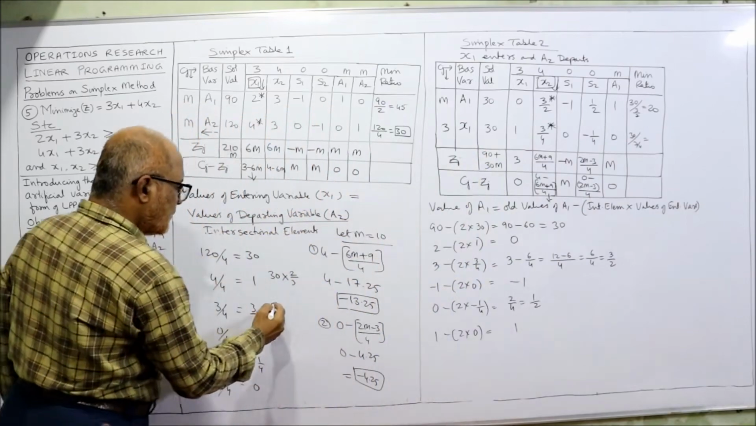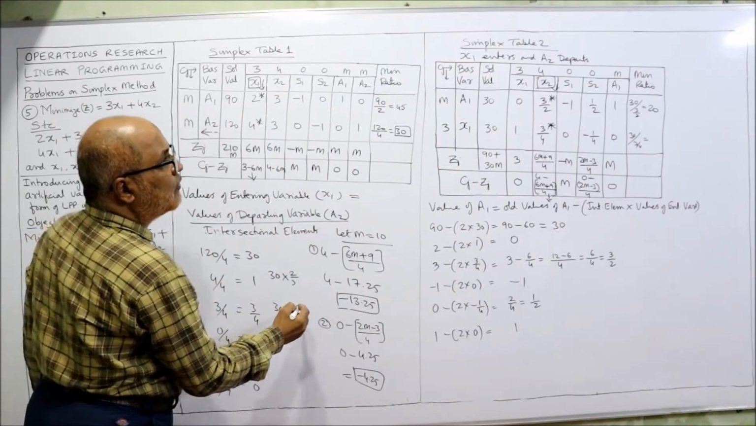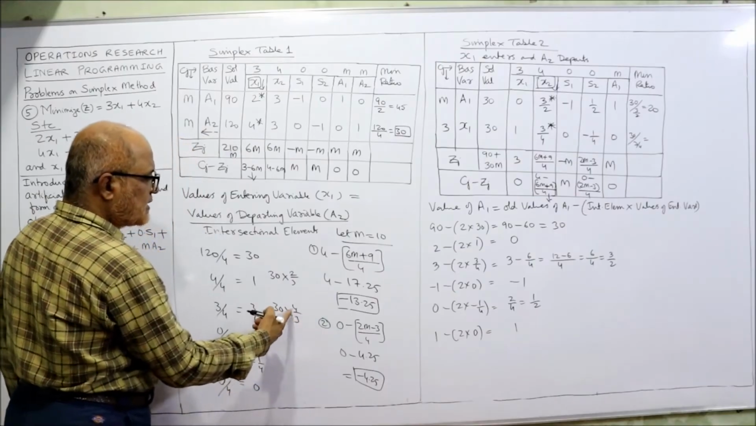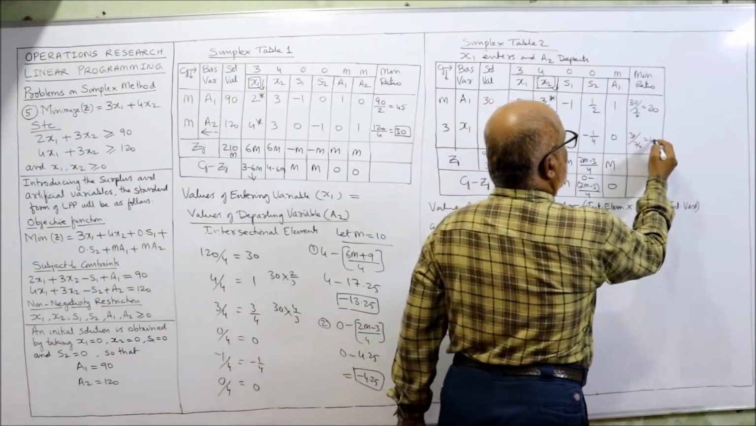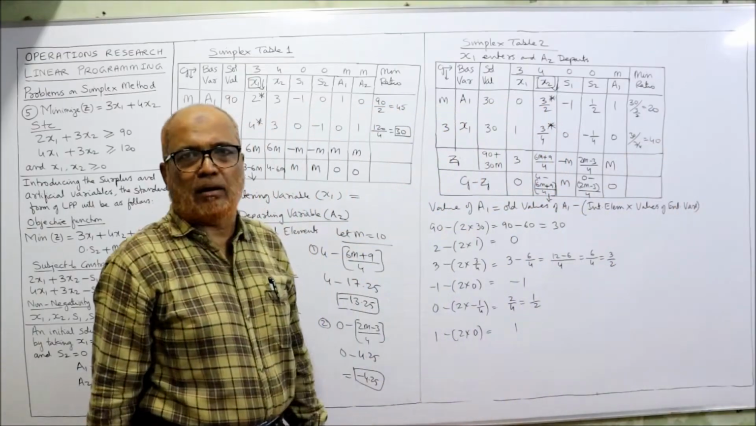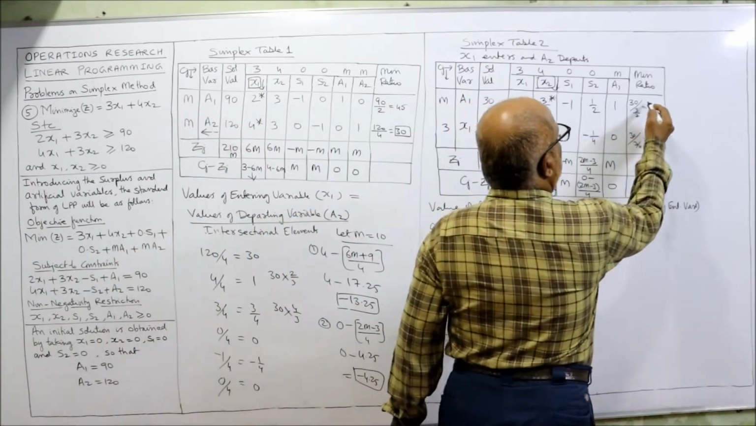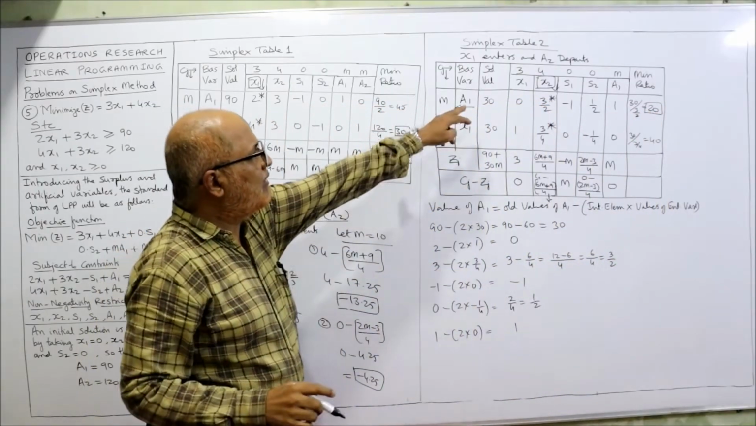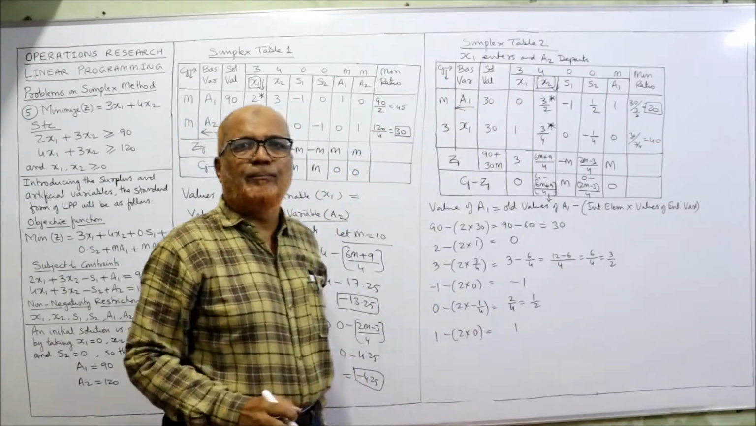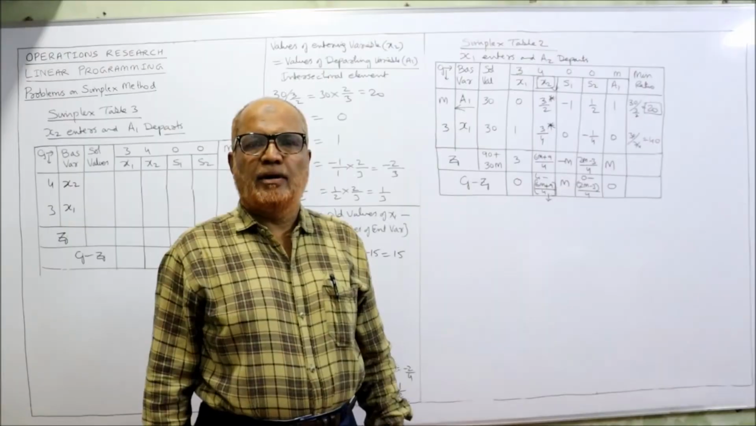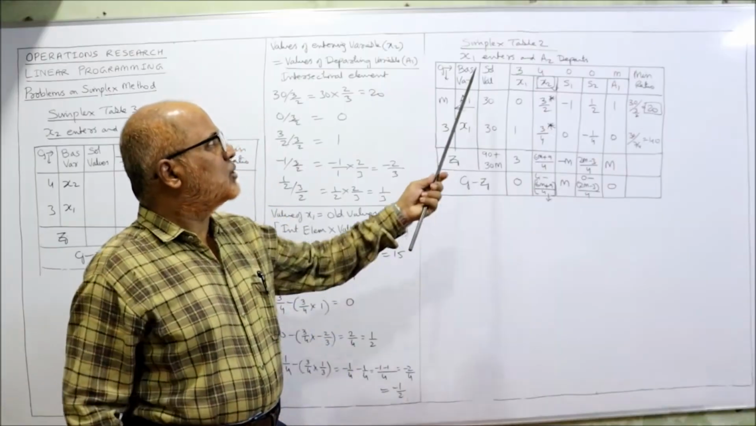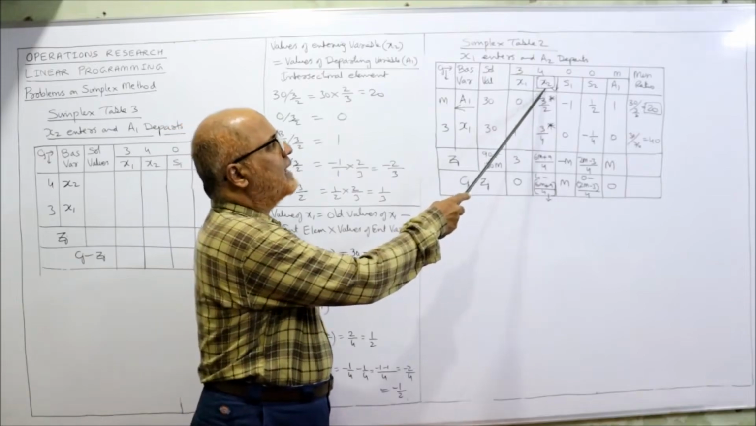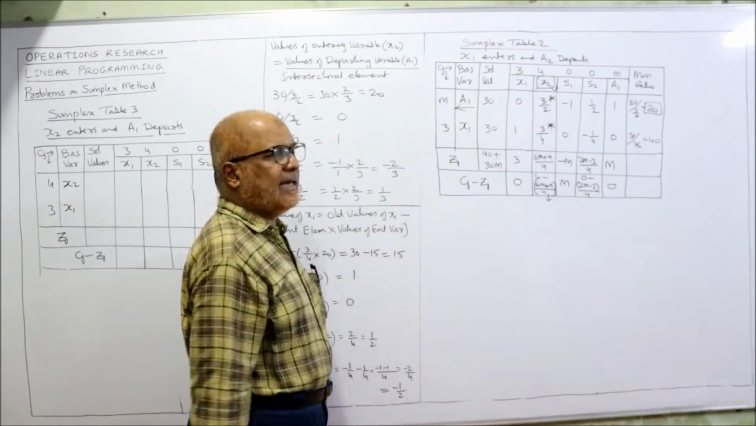Here 30 divided by 3 by 4. So 30 into 4 by 3. So 30 divided by 3 is 10, 10 4s are 40. So 20 or 40, whichever is lower. 20 is lower. For which variable? A1. So in the next table, A1 will depart and X2 will enter. Now we have completed simplex table 2, and we come to know that the entering variable is X2 and the departing variable is A1.